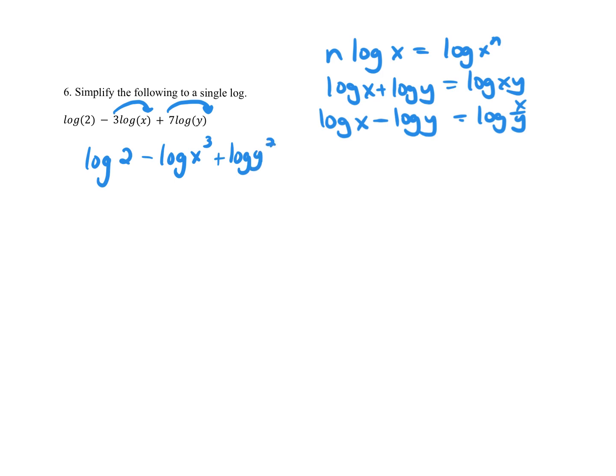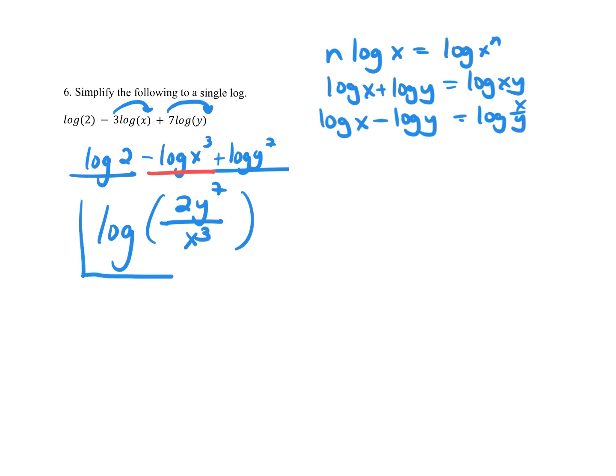Now, the easiest way to do this when you're writing it as a single log: anything that's positive is going to go on the top. So this 2 will go on the top, and this y to the 7th will go on top. And then anything that is negative will just simply go on the bottom. So now I've written it as a single log. You might have a problem like this. It might be incorporated into one of the equations that we'll see on the next page.